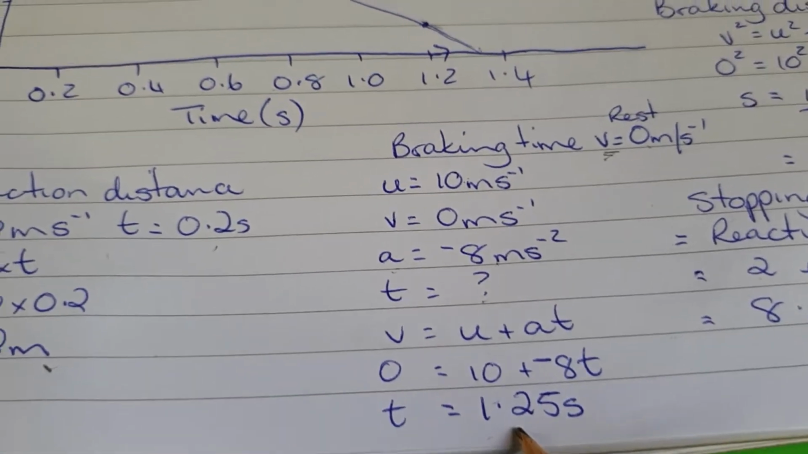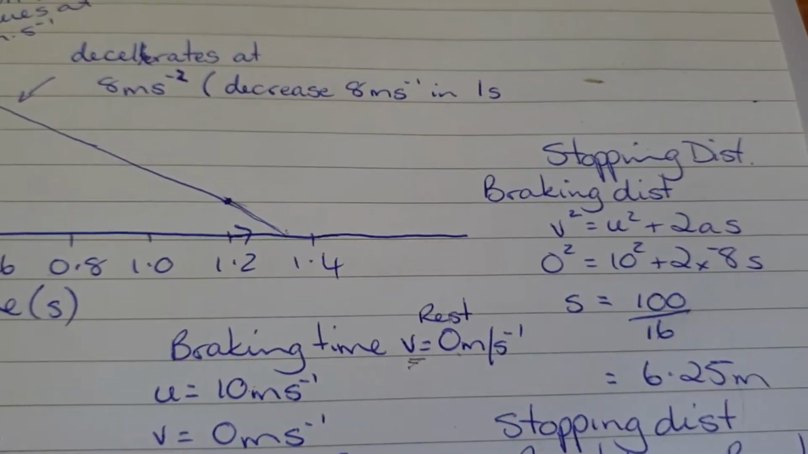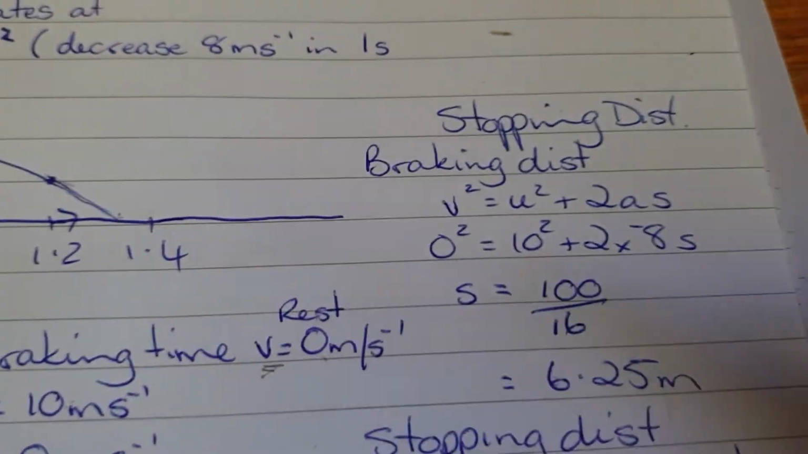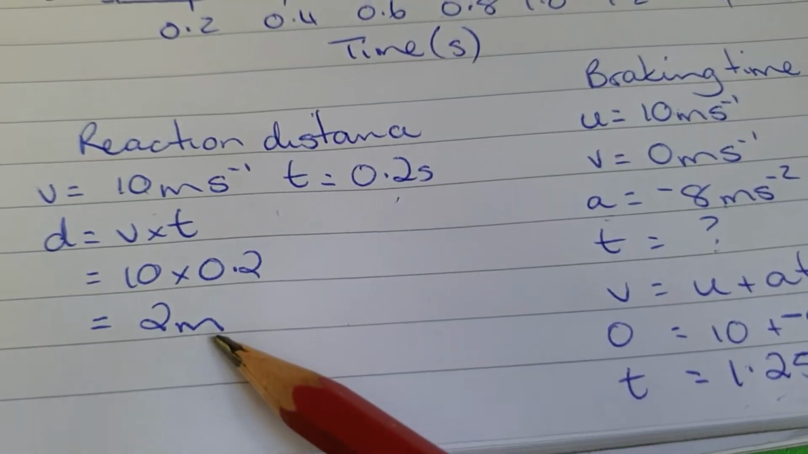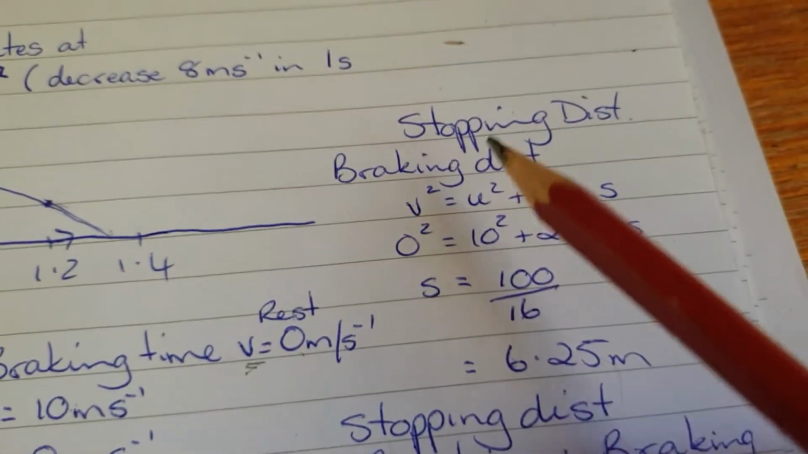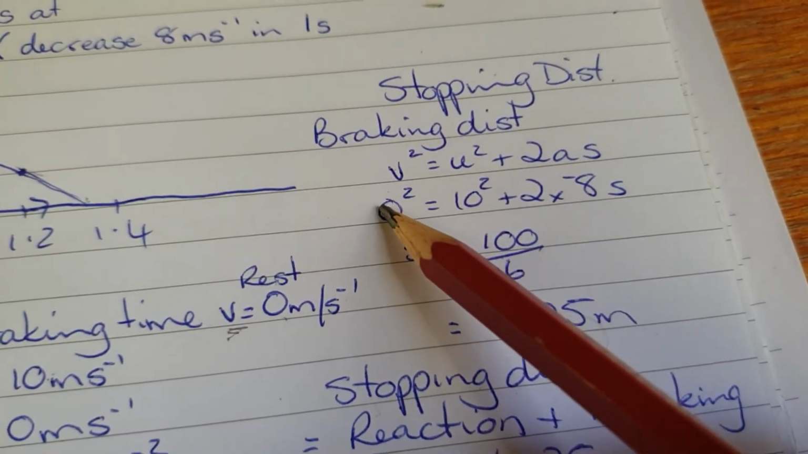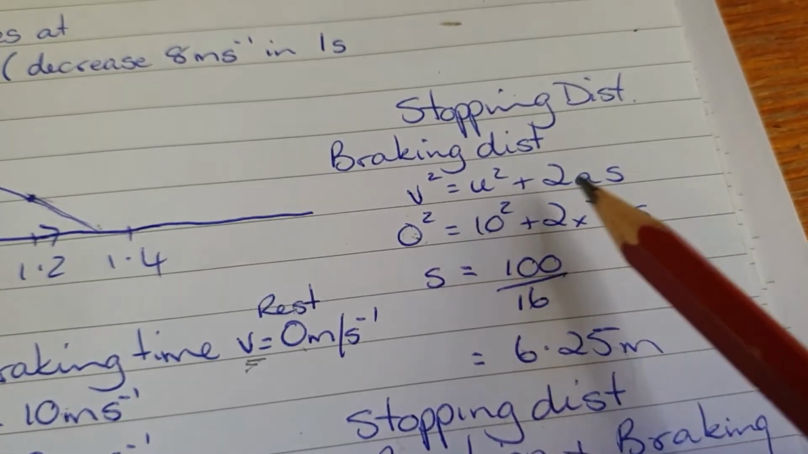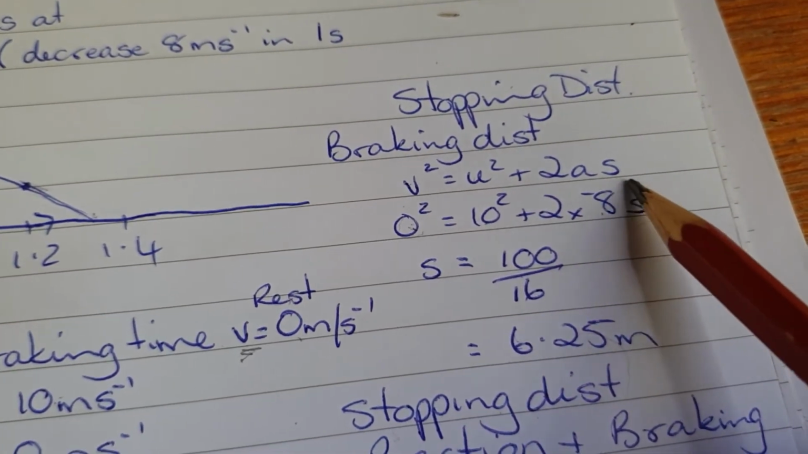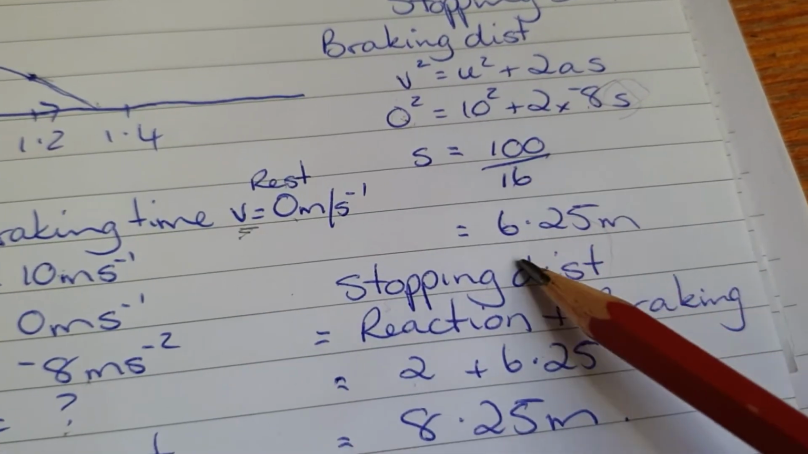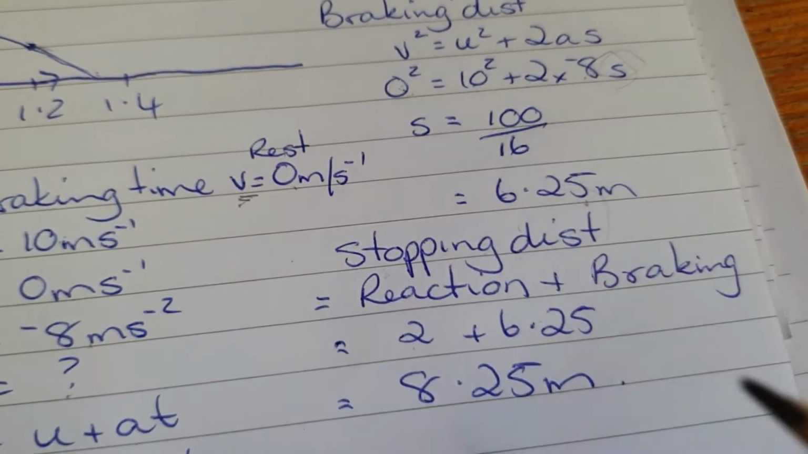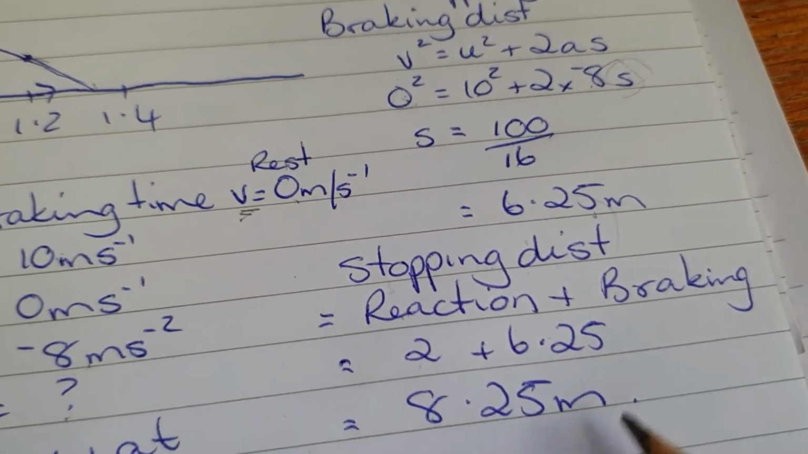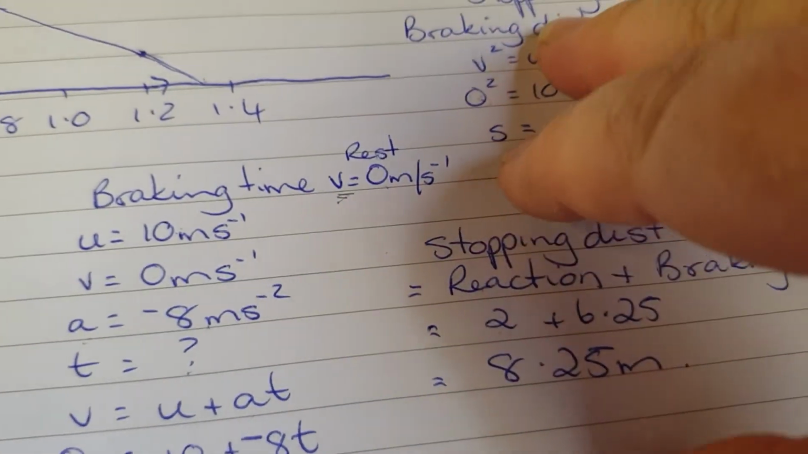Calculate the stopping distance. So the stopping distance is made up of the reaction distance and the braking distance. We've already worked out the reaction distance was 2 meters earlier. So we need the braking distance. So when he's finished braking, his final velocity is 0. He started from 10, that's initial. We know the acceleration is -8, and we want the distance, we want s. So it works out to be 6.25. So the total distance is the reaction distance, which was 2, plus the braking, 6.25, 8.25 metres. So he is not going to hit the child, which is comforting.